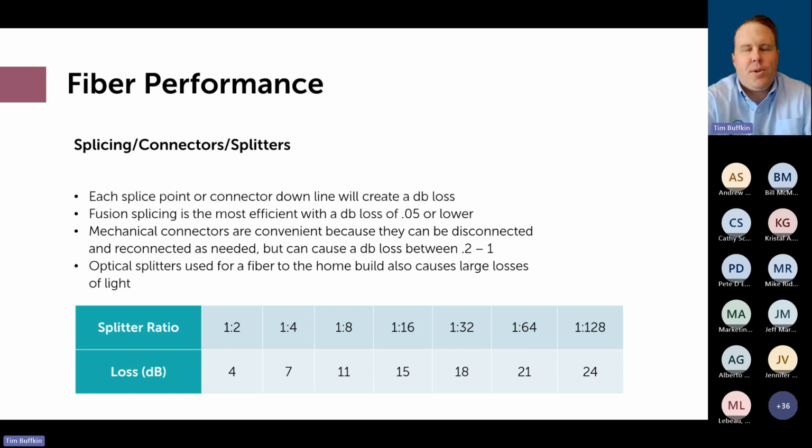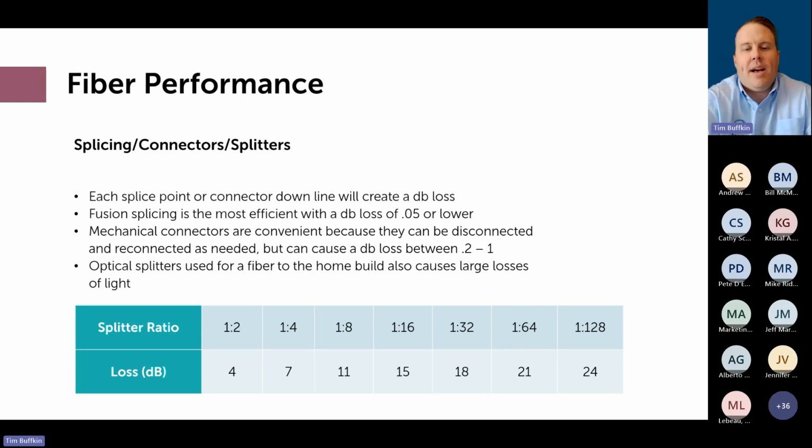Now, mechanical connectors are definitely widely used because they're very convenient and give a lot of flexibility. If you're in an area where you're connecting and disconnecting customers, you can go in, disconnect a connector, and plug one in somewhere else. But the dB loss is a lot higher, typically anywhere from 0.2 all the way up to a full dB. So remember, going back to our 50% loss off of 3 dBs, if you have 3 connectors in between point A and point B, you've lost 50% of your power.